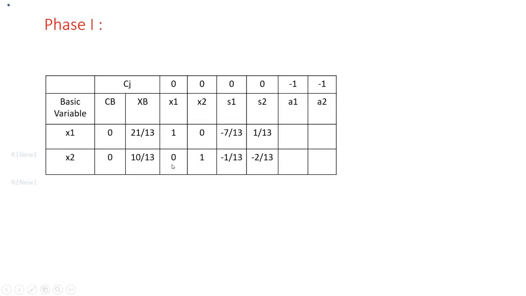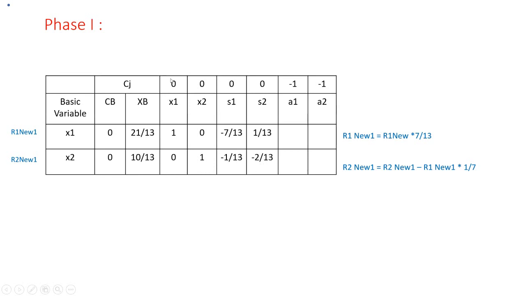So if we remove 1 by 7 minus 1 by 7, we get the value 0 here, and we are changing all the equations for this row. So after performing this formula, we get the values 10 by 13, 0, 1, minus 1 by 13, minus 2 by 13.